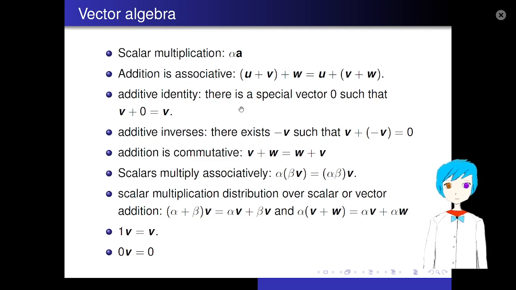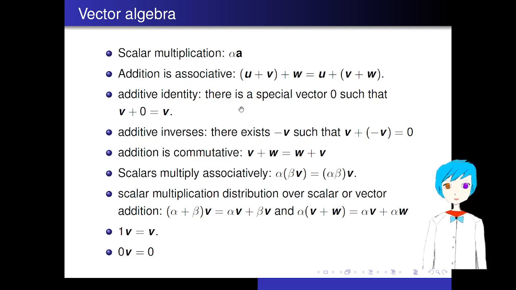Here is some basic algebra for vectors. We have the scalar multiplication alpha a. The new vector alpha a has exactly the same or the opposite direction as the original vector a, while its length is the length of a multiplied by the absolute value of alpha. The addition of vectors is associative. Also, we have the additive identity 0, which means the vector is of length 0.